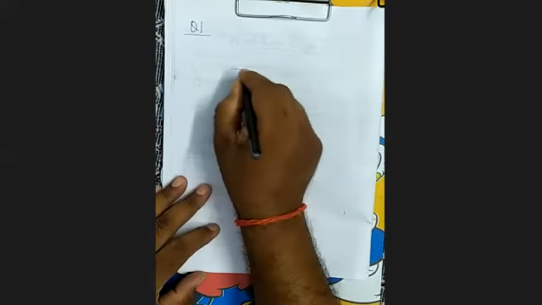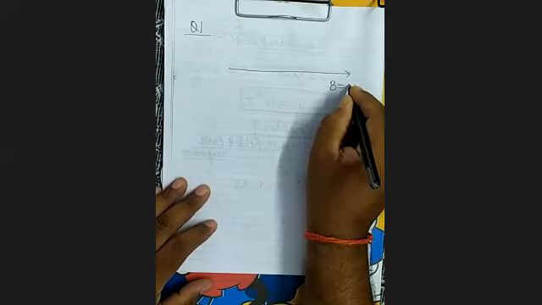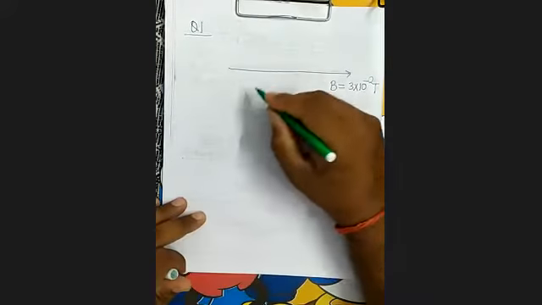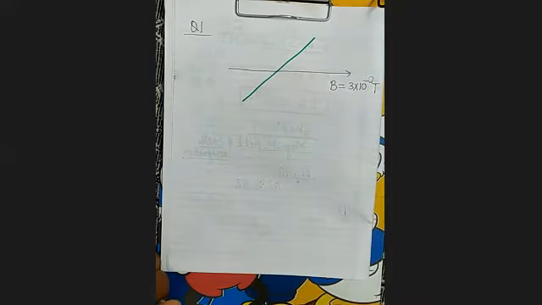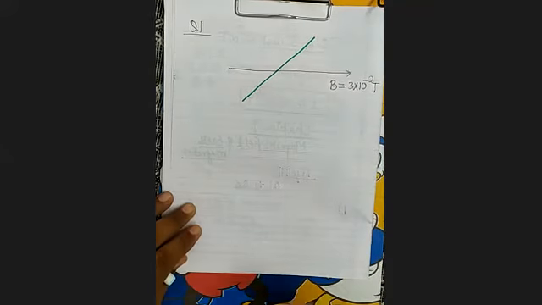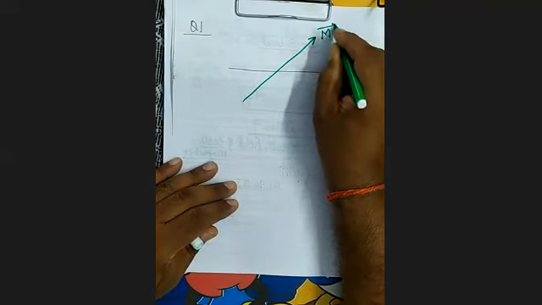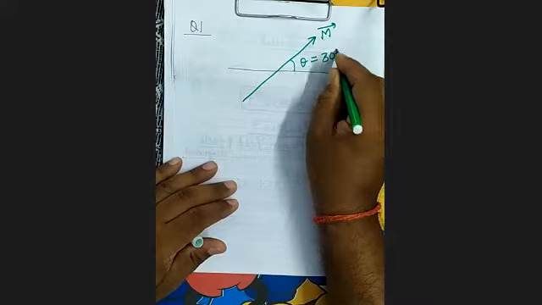Here the magnetic field is this. And what is the magnitude of the magnetic field? 3 into 10 to the power minus 2 Tesla. And the magnetic dipole is placed in such a way that it makes an angle of 30 degree with the magnetic field. What does this mean? It means the angle between the magnetic moment vector and the magnetic field vector is 30 degree. Theta equals 30 degree.